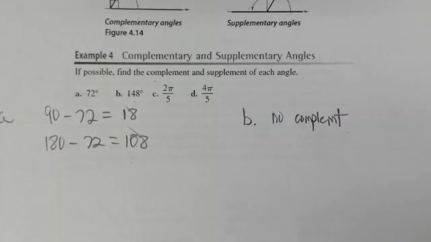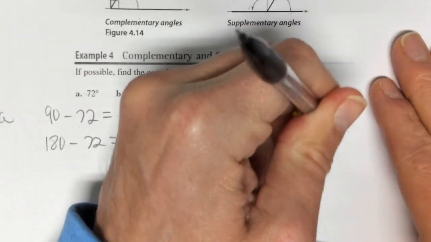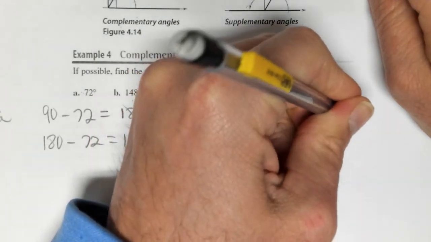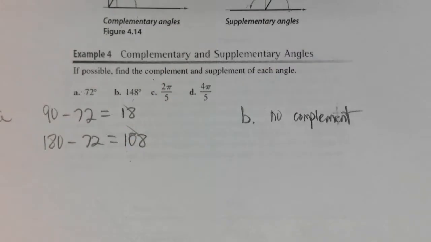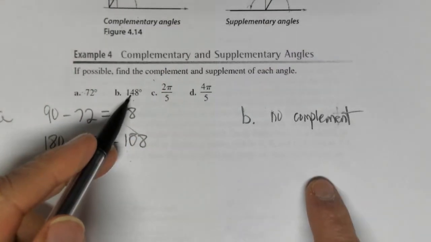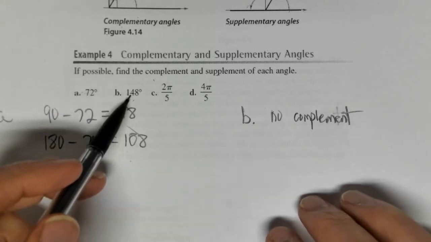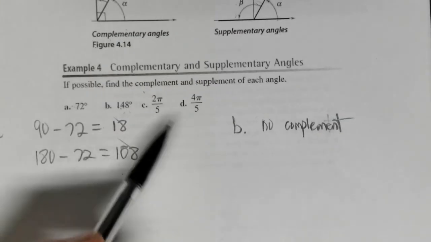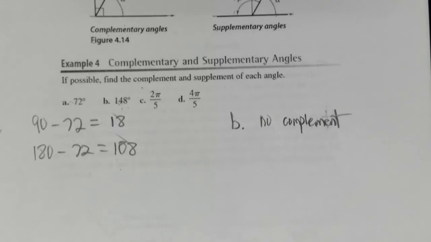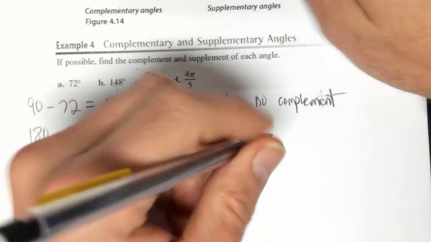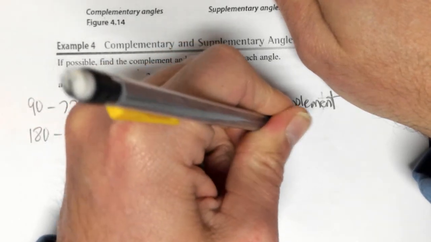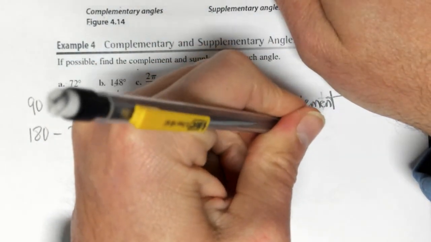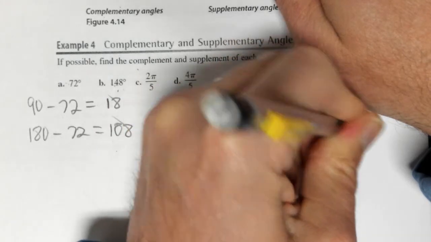Okay, so why doesn't it have a complement? Because it's already over 90. So the only way you could get them to quote unquote add up to 90 is by subtracting, and of course, the angles have got to be positive; they can't be negative. So any angle that's over 90 degrees doesn't have a complement. This angle does, however, have a supplement. We can find it by doing 180 minus 148, and we get 32.